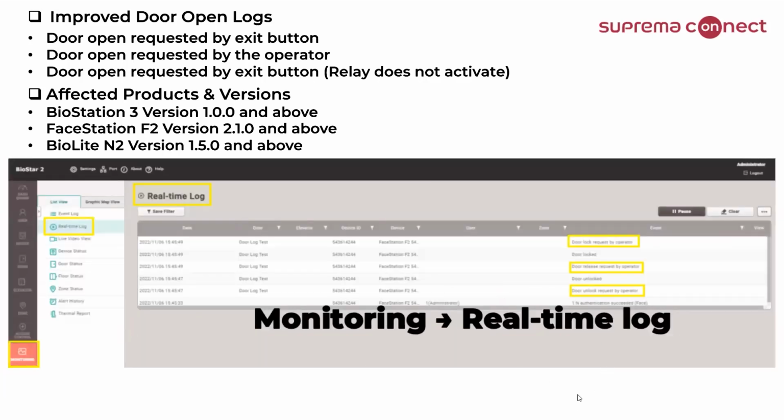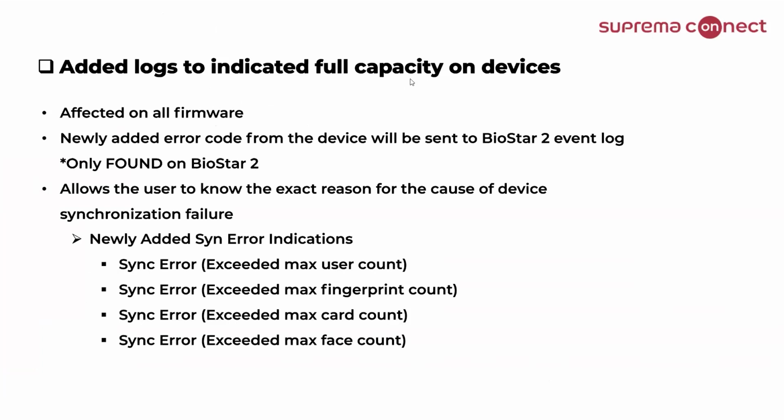Not only in the monitoring event log, you will also be able to check this in the real-time log as well. Now, added logs to indicate full capacity on devices is a totally new log as well, and it's actually affected on all firmwares. Newly added error codes from the device will be sent to the BioStar 2 event log, and this can only be found on BioStar 2. It allows the users to know the exact reason for the cause of device synchronization failure.